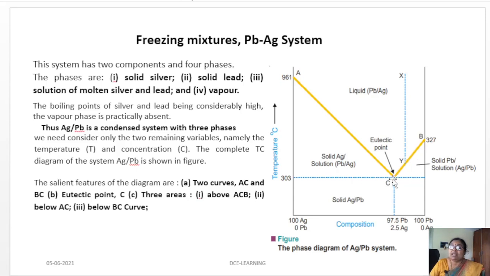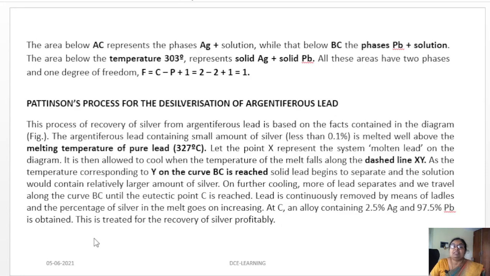As you decrease the temperature and reach point C at 303 degrees centigrade, the composition of the argentiferous lead mixture becomes 97.5% lead and 2.5% silver. The lead that separates can easily be removed using ladles. So by using this phase diagram you increase the concentration of silver, and this process, utilizing the phase diagram, is used for the recovery of silver from argentiferous lead very profitably.